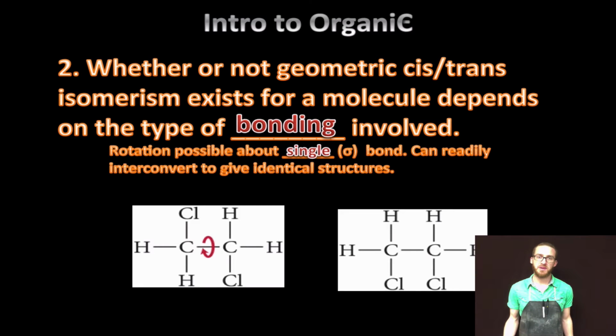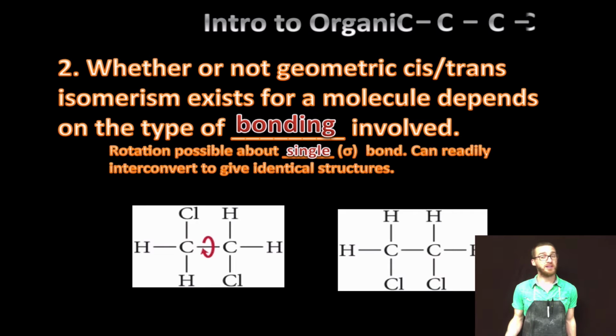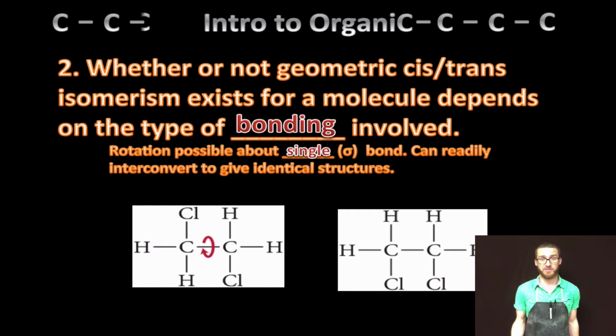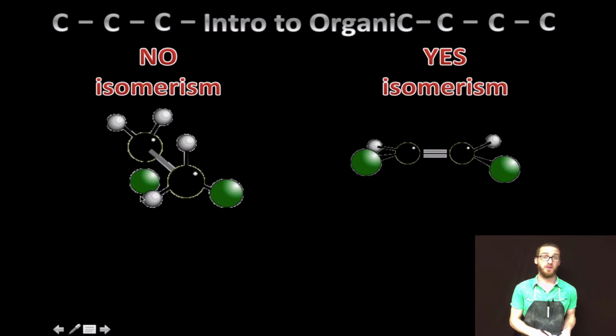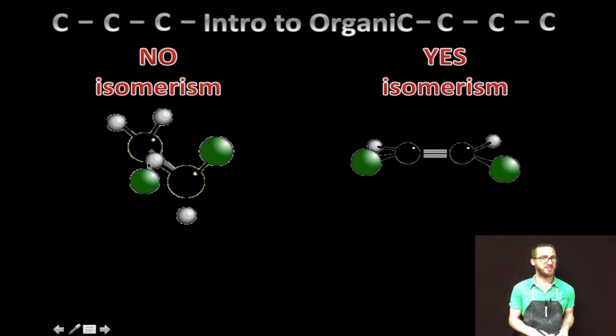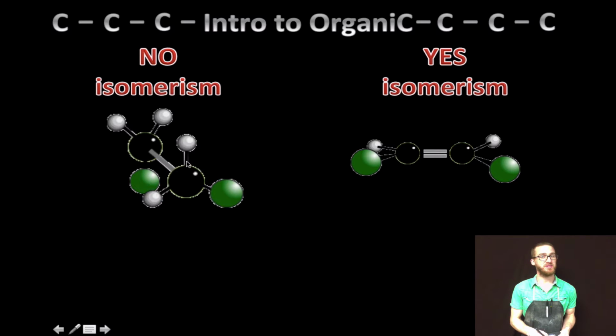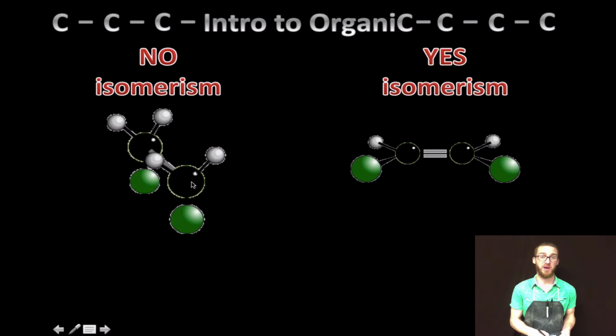So to help you understand this, let's look at an organic compound that contains 2 carbon atoms and 2 chlorine atoms as our functional groups. In the first example, notice that the carbon atoms are singly bonded together. In other words, they're attached with a sigma bond. And because it's a sigma bond, the molecule is able to freely rotate about that bond. And because it can readily interconvert, we don't have geometric isomers here. So take a look at the image on the left. It shows the 2 carbon atoms singly bonded together. And the carbon atom is free to rotate about that single bond.